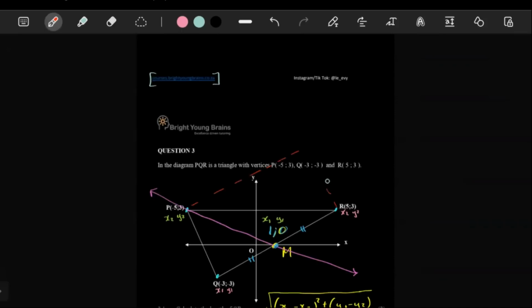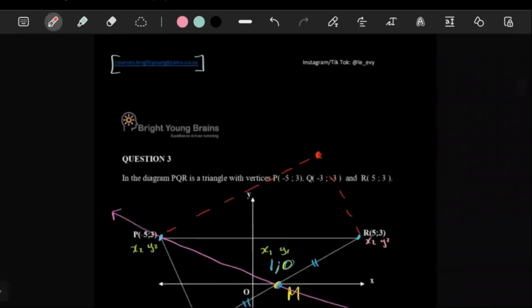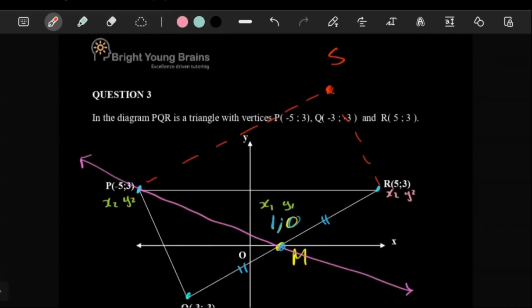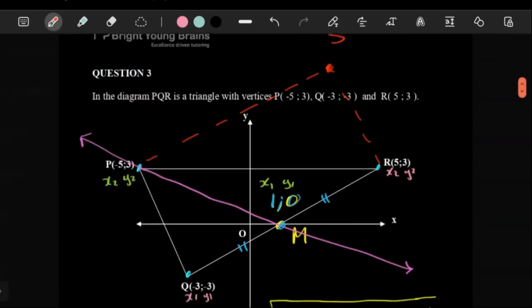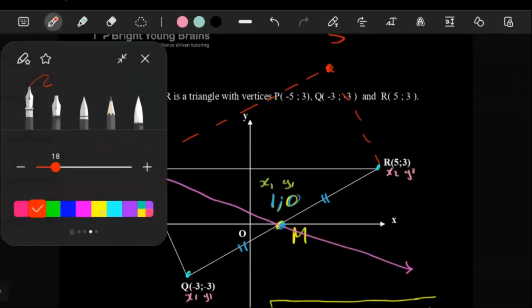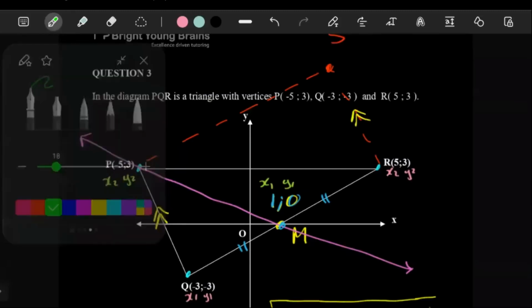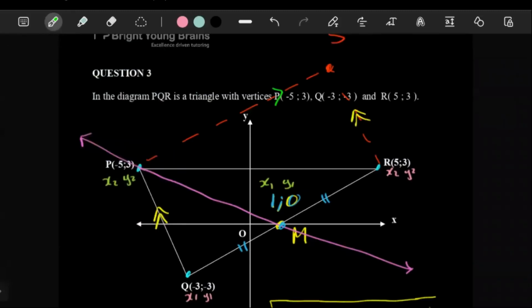Yeah, this is where S is, somewhere over there. And then for you to get that point right, you need to just know, how many marks is this question? You can just use logic for this one, because remember, these points here are parallel, and these here are parallel also.